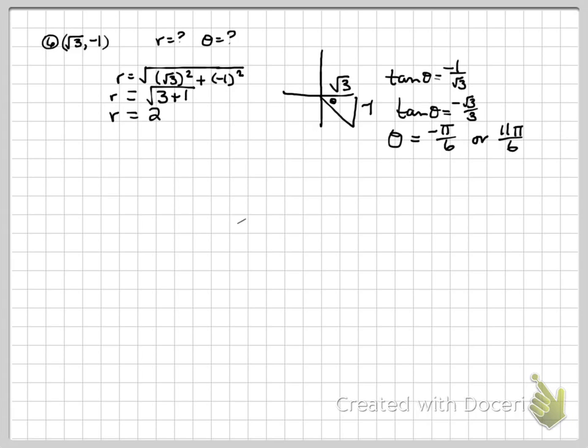And so my polar coordinates are my radius, which is 2, comma, then my theta, negative pi over 6. Okay? And then there's number 6. So now the next three examples are going to be converting equations from polar to rectangular, and then vice versa from rectangular to polar. Okay? So let's move on to 7.